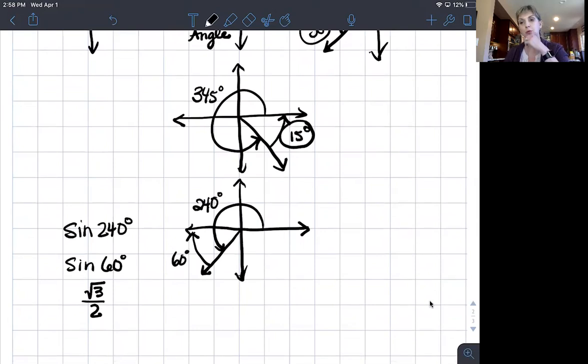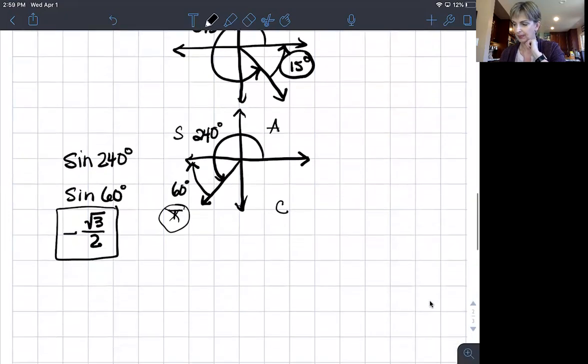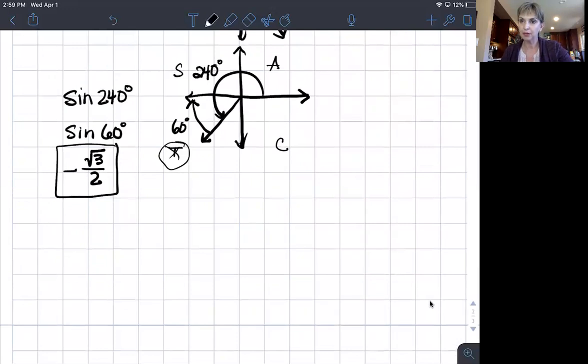But we're in quadrant 3, and is sine positive or negative in quadrant 3? All Students Take Calculus. This is sine, not tangent, so that means it's negative. And so your answer is negative square root of 3 over 2. So we're finding the reference angle that gives us the answer of our trig function, and then we figure out from All Students Take Calculus what the sign is. Okay, let's do another one.